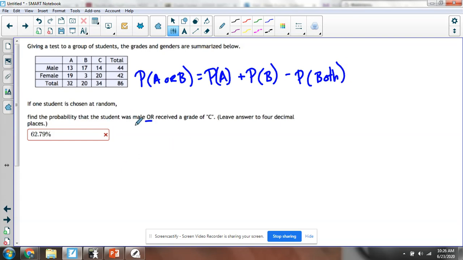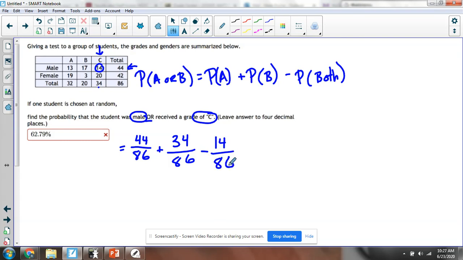So we're going to do the probability of being male out of the entire population. So the probability of being male is 44 out of 86. Plus the probability of receiving a grade C. So we don't care about gender. It's just going to be all the people who received C grades, 34 out of 86. Minus the probability of both. The males who received a C, because I added up this column and this row, so I counted this group twice, the males who got C, so that's minus 14 out of 86.